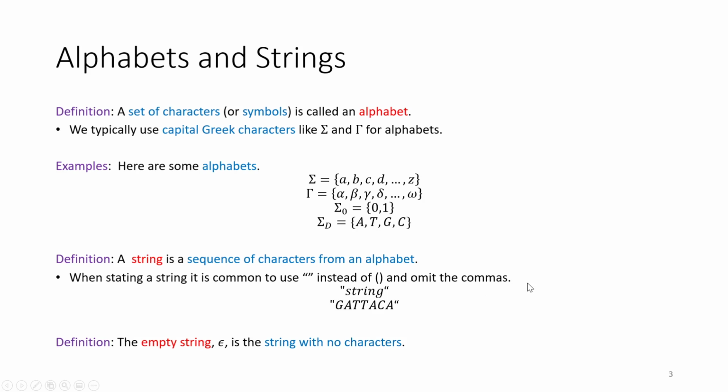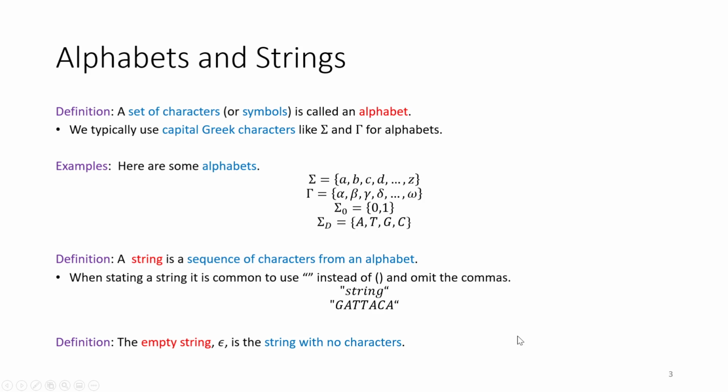Oh, I forgot one little important bit here. There is a special string, a special sequence, the empty sequence, but we don't usually have a special name for that. But the empty string is the string that has no characters in it, and we do usually give it a special name, which is the lowercase epsilon. Sometimes we use lowercase delta as well, but epsilon is the one that I'm going to use here.